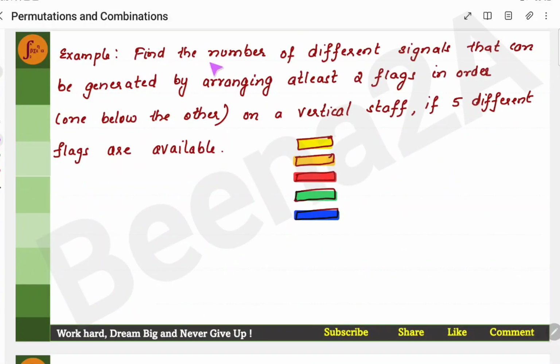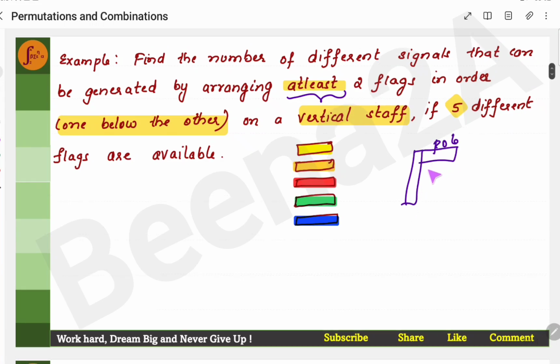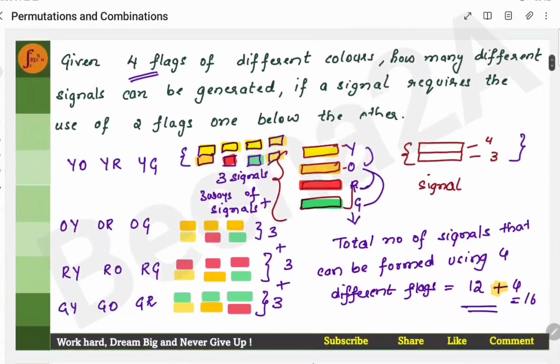Now let's look at another example. Find the number of different signals that can be generated by arranging at least 2 flags in order, one below the other on a vertical staff, if 5 different flags are given. A vertical staff is nothing but a vertical pole. On this pole, I need to have 2 flags, one below the other, and I have been given 5 different flags. Similar to the other problem, the only difference is that here I have 5 flags.